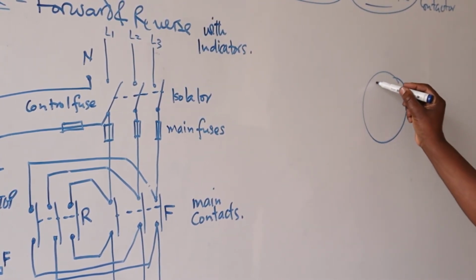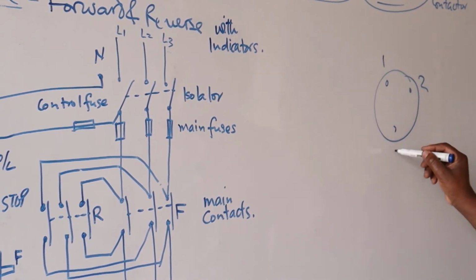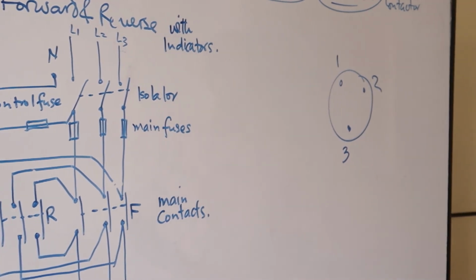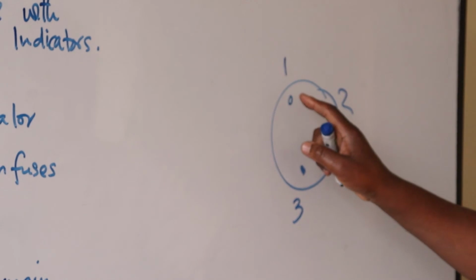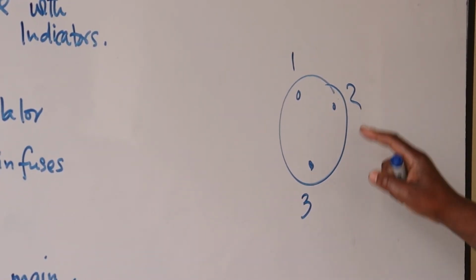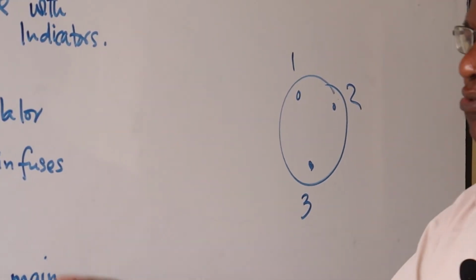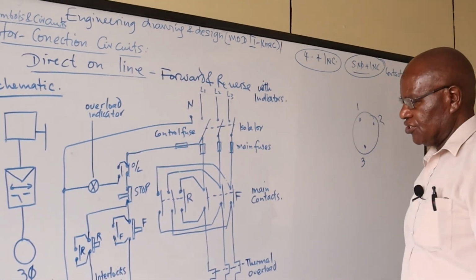If we have something like that, if this is 1, 2, 3, and I want to reverse that sequence, I simply interchange any two. If I interchange this one here with this one here, it will be 1, 2, 3. If I interchange this one with this one here, it will be 1, 2, 3. So interchanging any two will make sure that the rotation of a motor is changed.